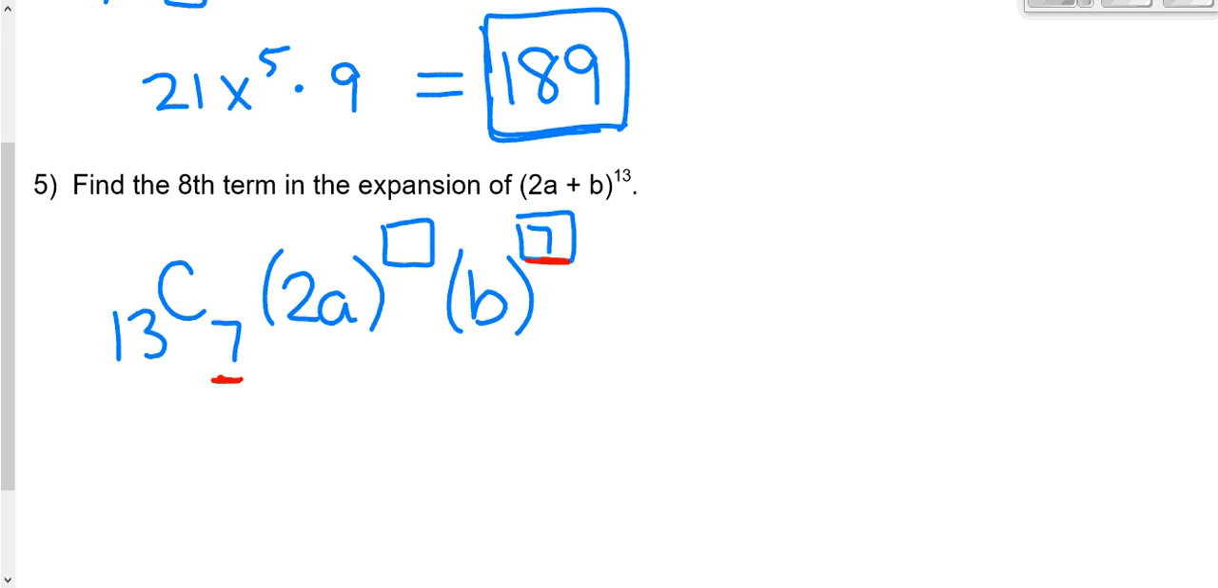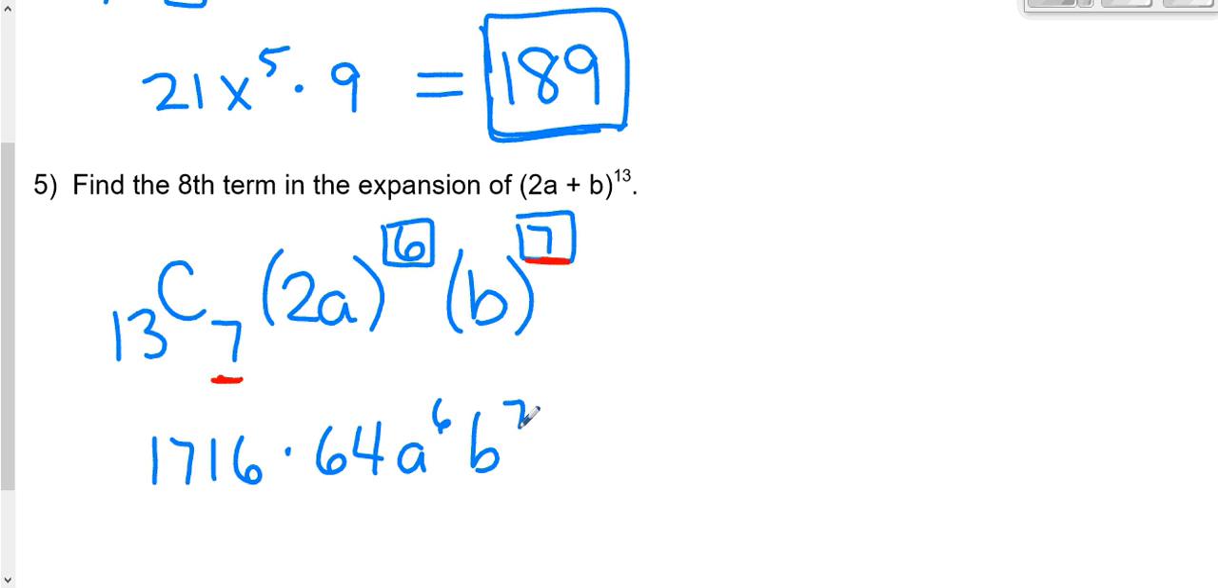So do you know what 2a is going to be raised to? That's right, the 6th, because the 2 powers have to add to 13. Okay, let's work this out. So we need to find 13 choose 7. 13 choose 7 is 1716. And now we need to raise 2 to the 6th power, and that is 64. And then we have a to the 6th as well, and then we have b to the 7th.